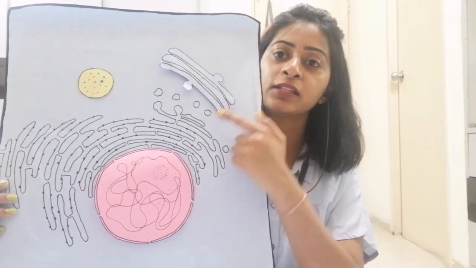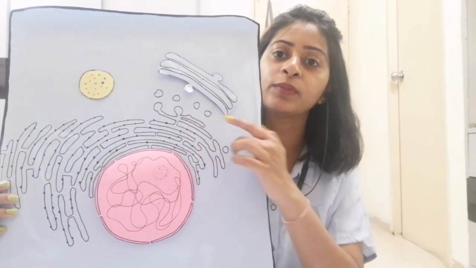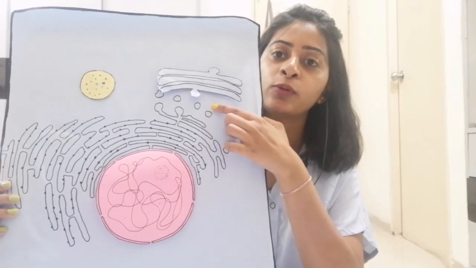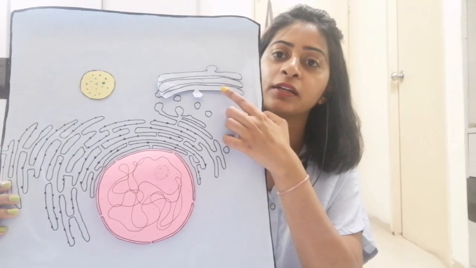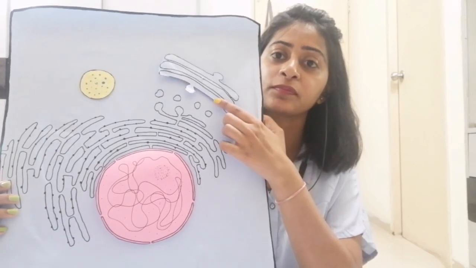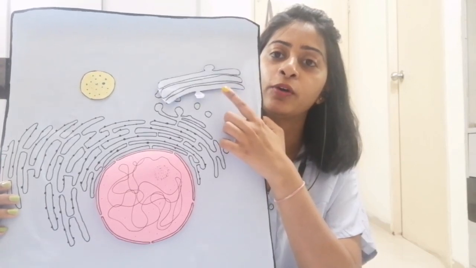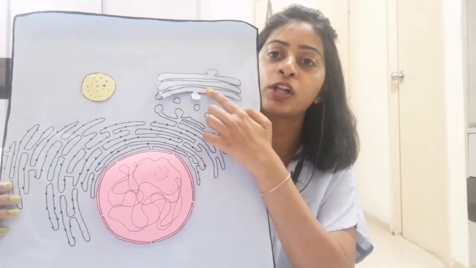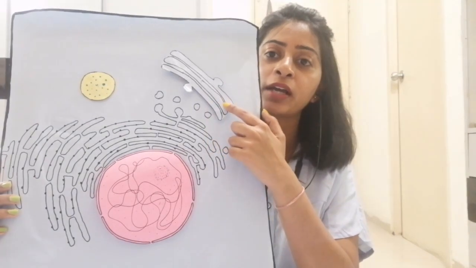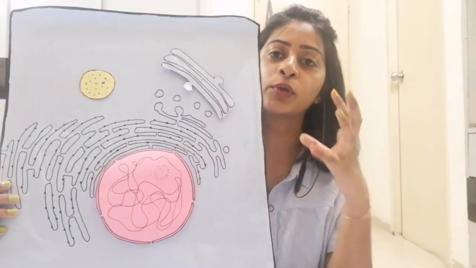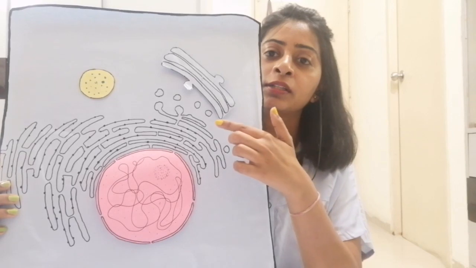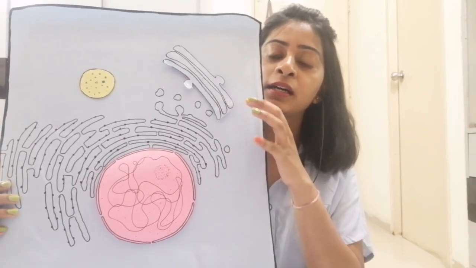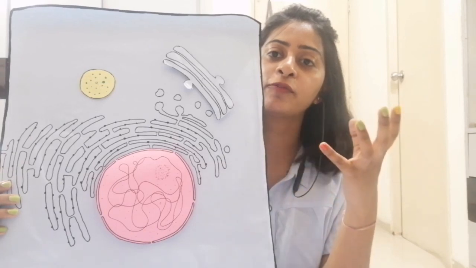You can see that the vesicles are coming from the smooth endoplasmic reticulum, and they are fusing here with this flat tube. This is the vesicle which is getting fused with the Golgi body. These vesicles contain products, some proteins and lipids. Now these products enter inside the Golgi body. Once they enter inside the Golgi body, the products are modified.